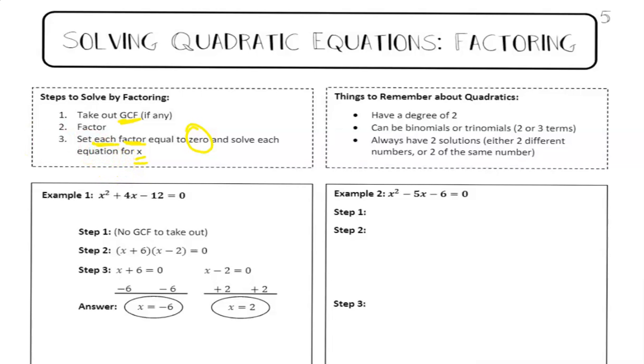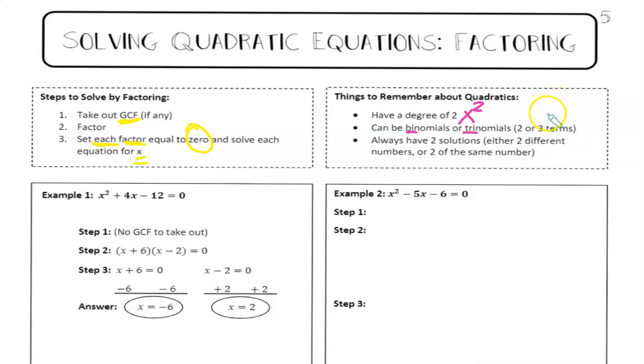Okay, a couple of things for us to remember about quadratics. First of all, quadratics have a degree of 2. What does that mean? That means on the x, the highest exponent you'll see is a squared, an x squared. Write that down if you need it, x squared. They can be binomials or trinomials, so they could be 2-termed or 3-termed.